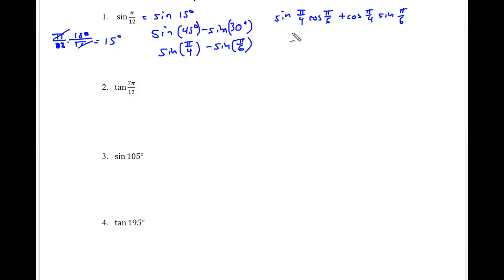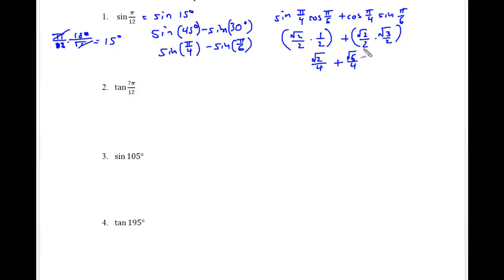The sine of pi over 4 is square root of 2 over 2. The cosine of pi over 6 is 1/2. I'm going to be multiplying these together. The cosine of pi over 4 is square root of 2 over 2. And sine of pi over 6 is square root of 3 over 2. And so if I do some simplification, top times top, bottom times bottom, this is square root of 2 over 4. And top times top, bottom times bottom, this is square root of 6 over 4.